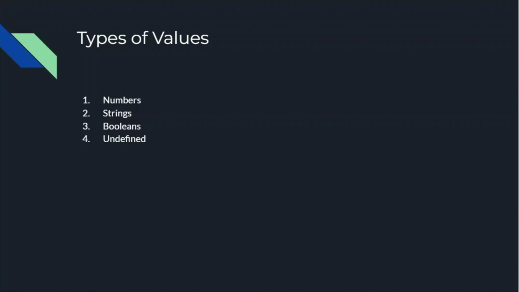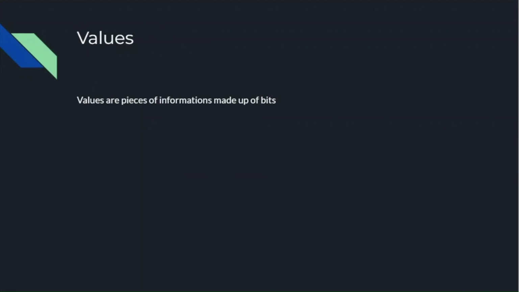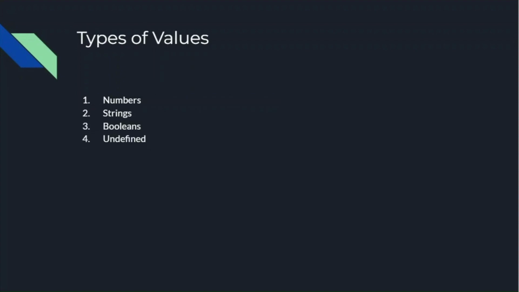Now the author says that values are pieces of information made up of bits, and bits are ones and zeros that our computers understand. So our values are composed of information, bits, zeros and ones that our computers actually understand, but these values have different types, and the book talks about four different types in this chapter: numbers, strings, booleans, and undefined. And we'll be examining these four different types.